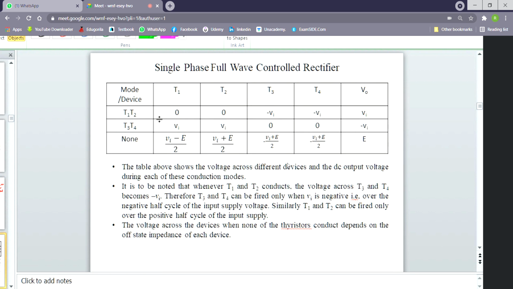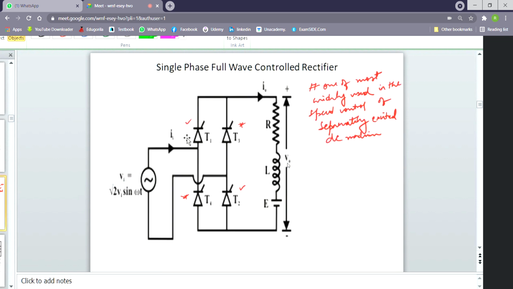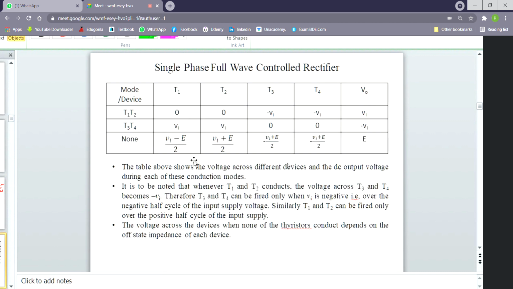And when none of the devices are operating, the voltage across each of them can be found out by simple KVL, and we get these expressions. The voltage across T1 would be Vi minus E by 2, across T2 would be this, across T3 would be this, and across T4 would be this. Whereas the output voltage V0 would actually be the EMF source, that is E.